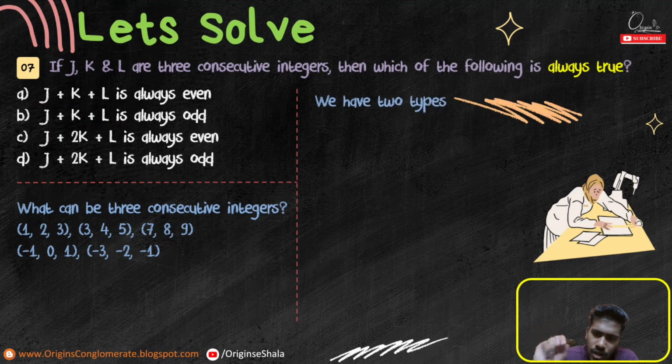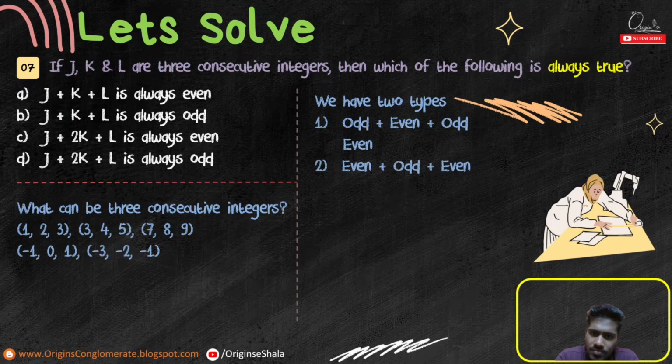With that said, now we have two scenarios. First, either it would be odd, even and odd, or even plus odd plus even. Only these two possibilities are there, right? If we take any three consecutive numbers, any one can happen.